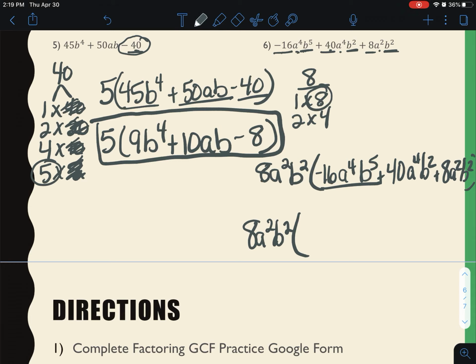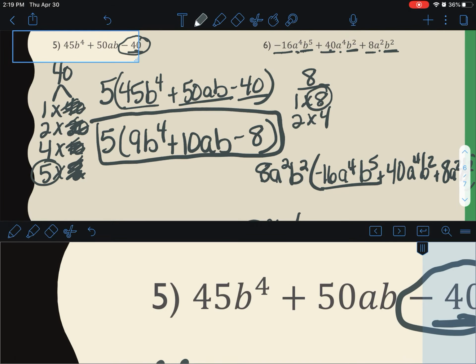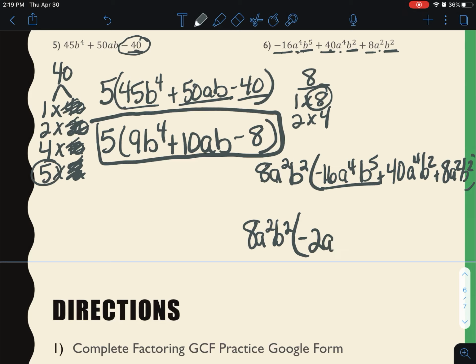Negative 16 divided by 8 is negative 2. A to the 4th divided by a squared is a squared. And b to the 5th divided by b squared is b to the 3rd. Plus 40 divided by 8 is 5. A to the 4th divided by a squared is a squared. B squared divided by b squared cancels out, so I don't have any b's.